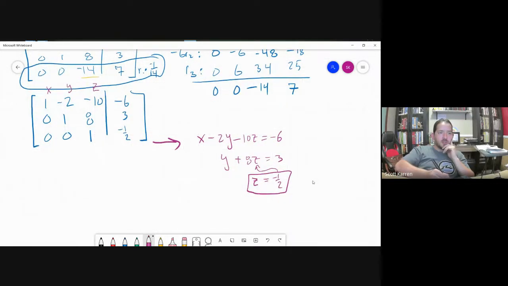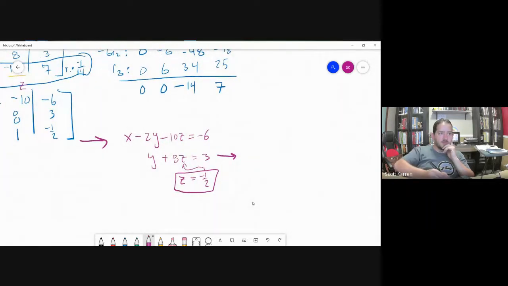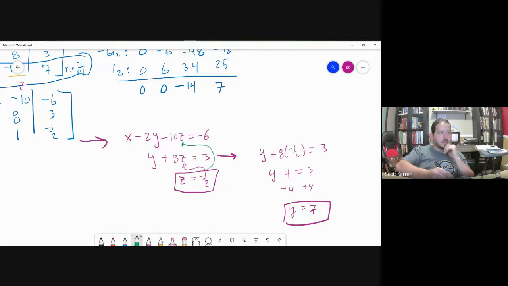So if I do plug in Z equals -1/2, this then becomes Y plus 8 times -1/2 equals 3, or Y minus 4 equals 3. And so if I add 4 to both sides, I get Y equals 7. Now I'm going to take Z and Y into the last one and solve for X.